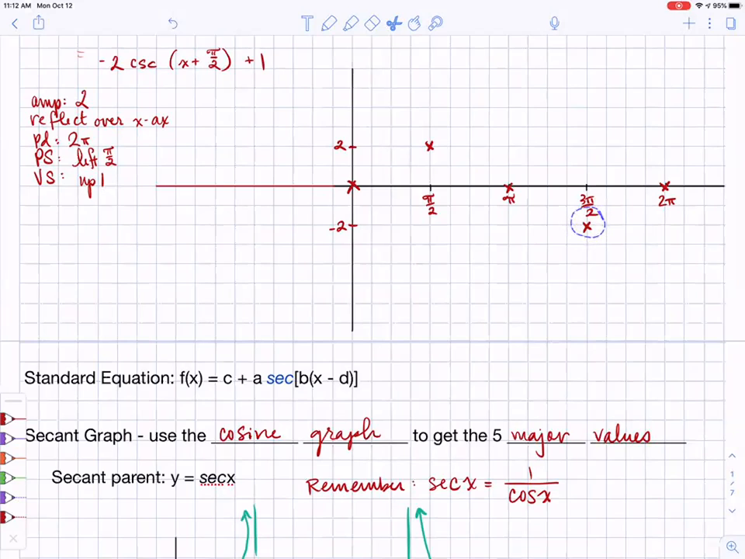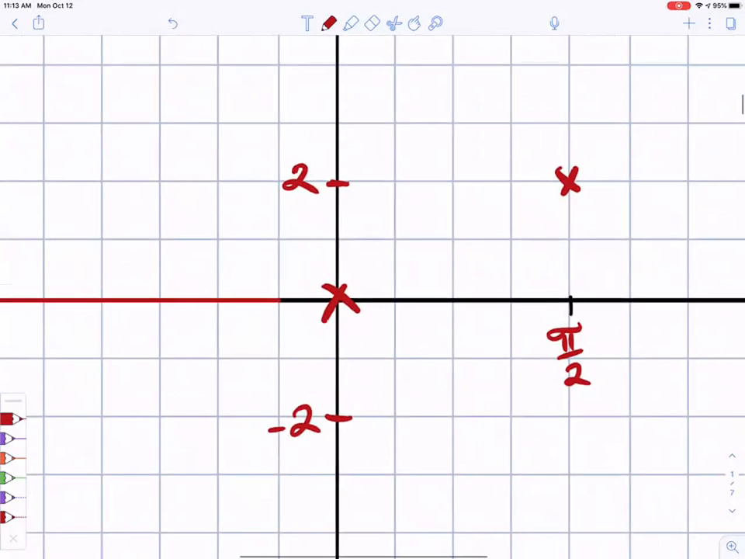Okay, so it says that we're supposed to shift left pi over 2. How many blocks is that going to end up being for me? Yeah, 4 blocks. So I'm going to shift all 5 of my magics left 4 blocks. But then there's also a vertical shift. So what's my vertical shift? Yeah, I'm going to shift up 1. And in this case, up 1 is going to be up 1 block, because I said 2 blocks is equal to 2. Did you have a question, Michelle?